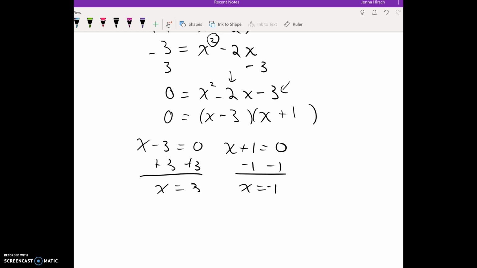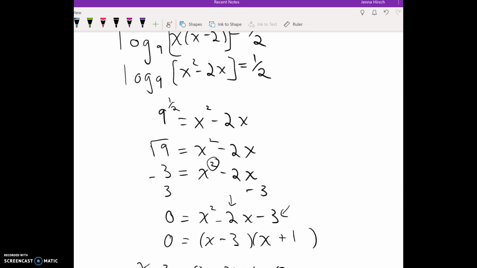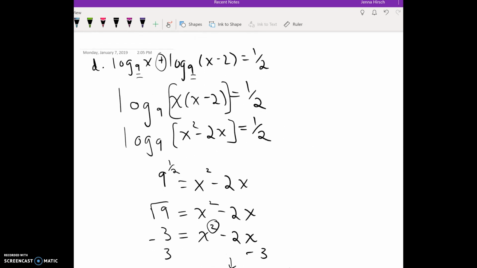The last thing we always have to do when we are solving logarithmic equations is make sure that our argument is always positive. So when we substitute both of these solutions into the original equation, we have to make sure that doesn't give us a negative argument and therefore something that's impossible for our domain. So let's check 3 first. Let's go back to the original equation. If I substitute in 3 for x, that would give me log base 9 of 3 plus log base 9 of 3 minus 2, which is 1. So that's fine. We're not getting any negative arguments here. We have a positive argument of 3 and a positive argument of 1.